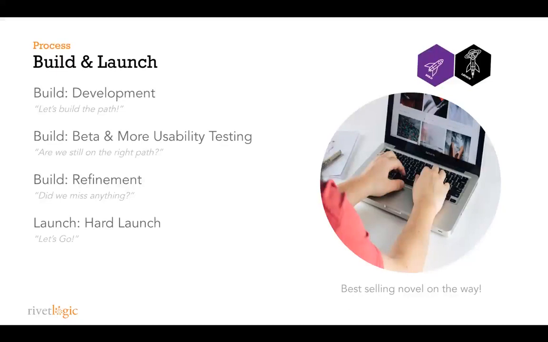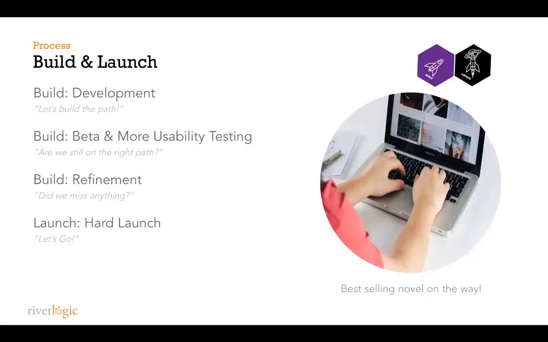Obviously, there's a lot more to building than just saying, well, let's go build it. But the developers have their own processes for doing that. It's enough that designers work with the developers in that process to make sure that what gets built is what was desired and what was envisioned early on. We then do more testing. More usability testing. Is this actual product the one that we're going to put out? Do we need to do any more refinement? Did we miss anything? And then finally, we're ready to launch.